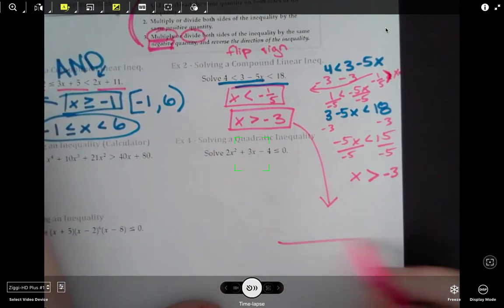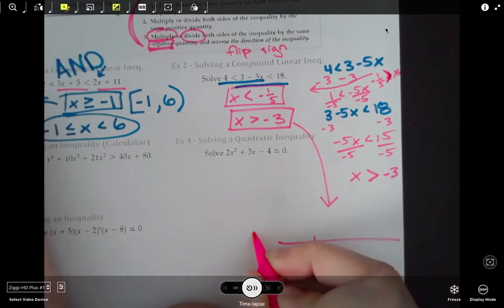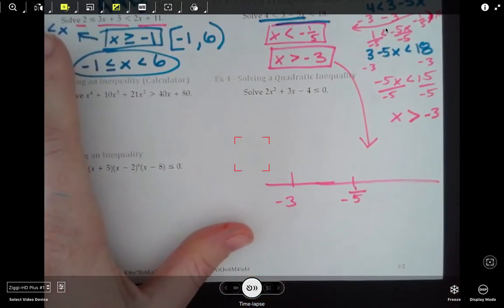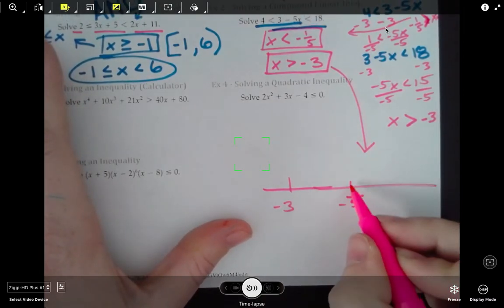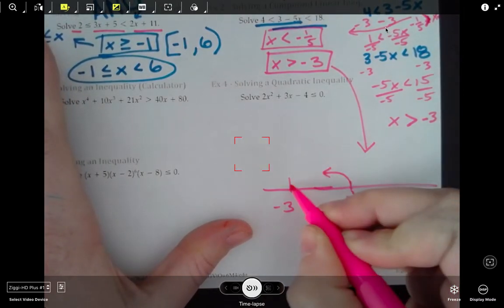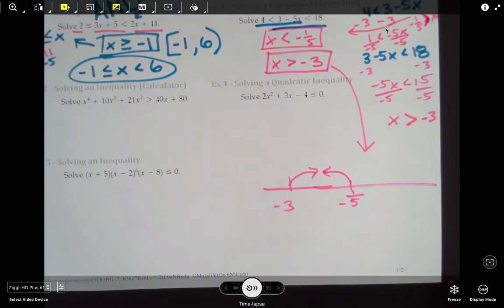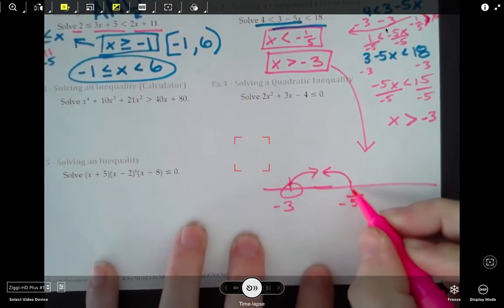Think about where this lives. Negative 1/5 is here. Oh, shoot, negative 3 is over here. Negative 1/5 is there, negative 3 is over there. So if x is less than negative 1/5 and x is greater than negative 3, that can actually happen. So that's another and statement. They tried to trick us.